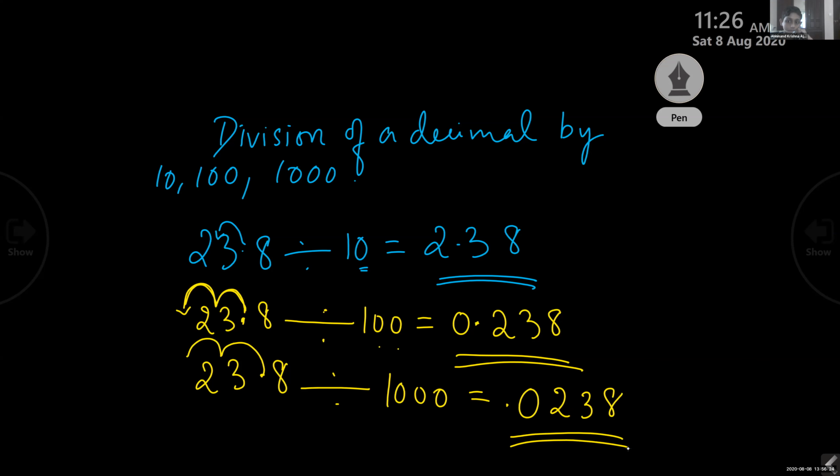Look here. In multiplication, we shift the decimal point to the right side. While dividing, we shift to the left side. That is the difference. Okay, clear, children? Ma'am, we'll add zeros to the right side.